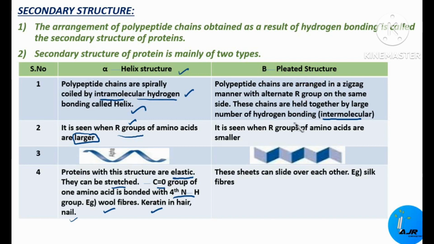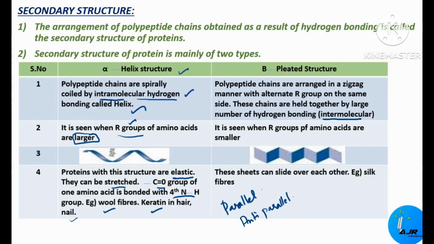Actually, there are two possible pleated sheets. One is the parallel pleated sheet, and another one is the anti-parallel pleated sheet.